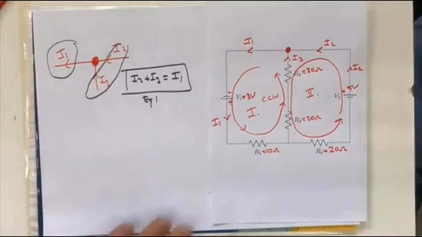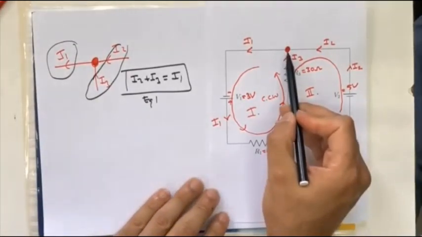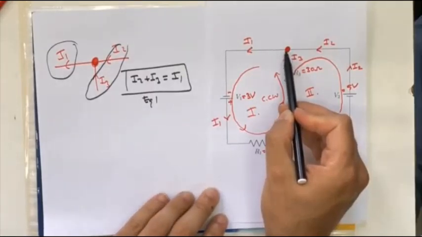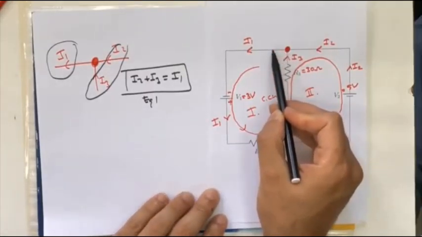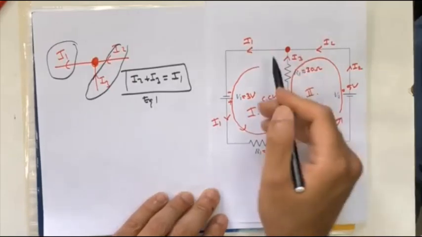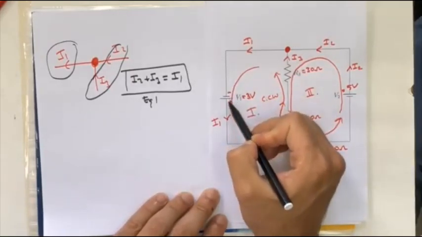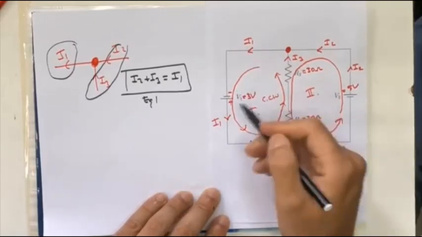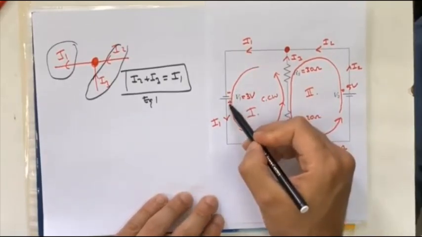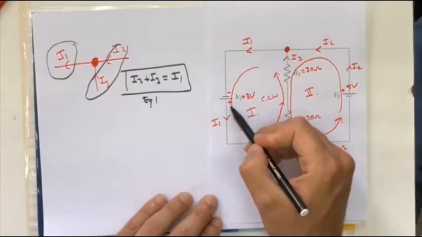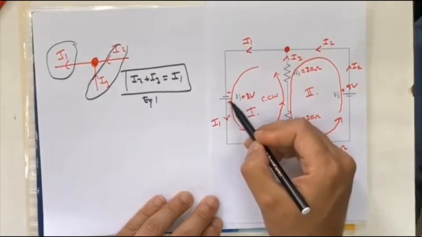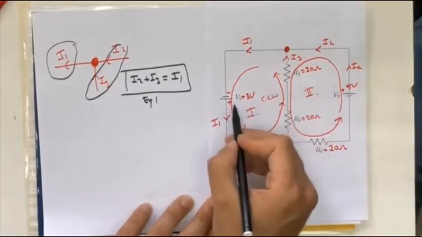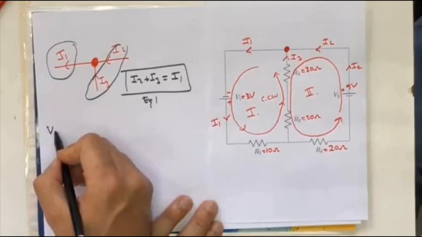Now, I will start from this junction, okay? Here, I1 is flowing and comes to the battery. Since I1 flows from the low potential to high potential, the voltage will be positive. Why? Because this battery increases the energy of the charges. So I will write plus V1.